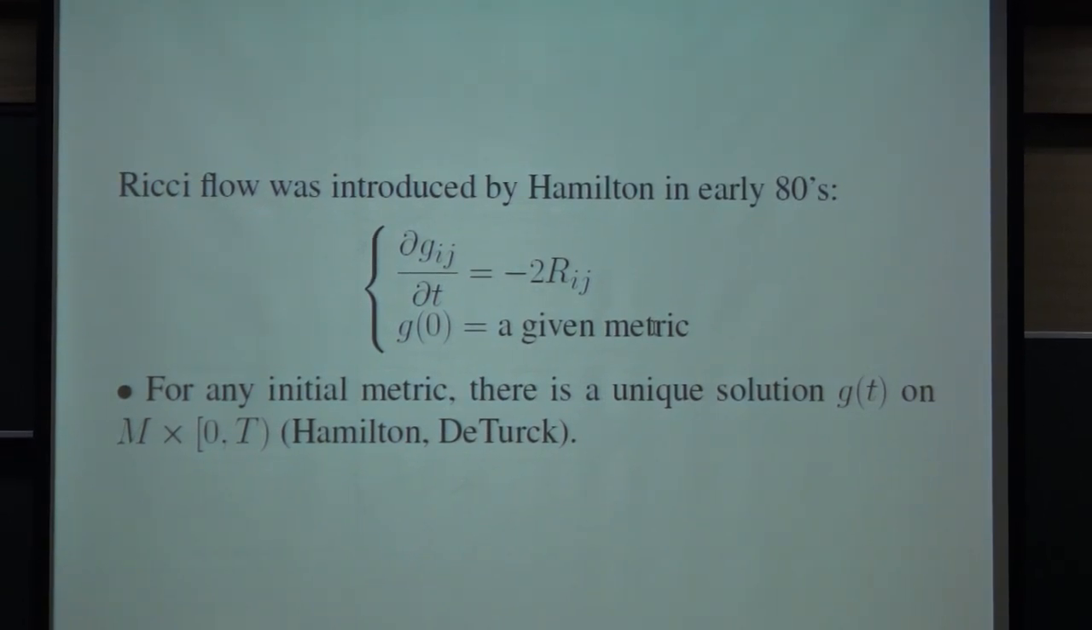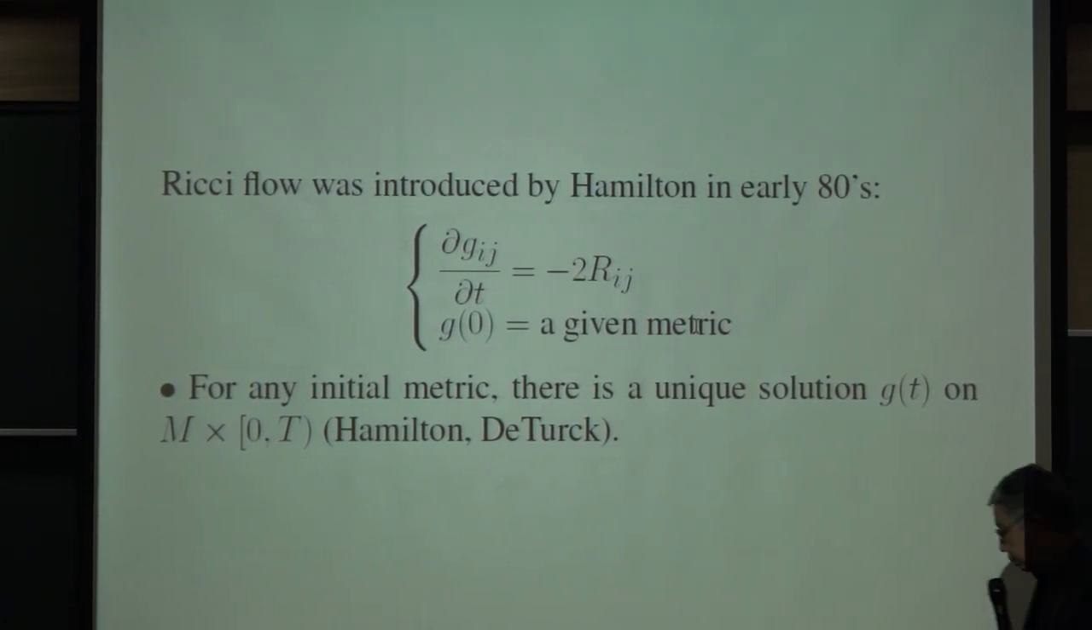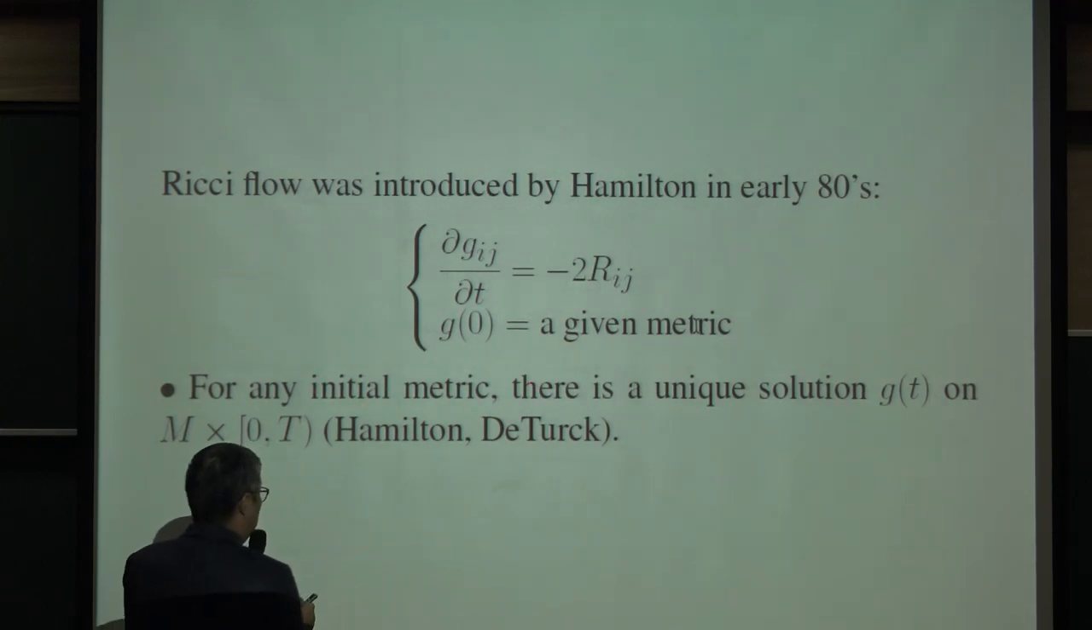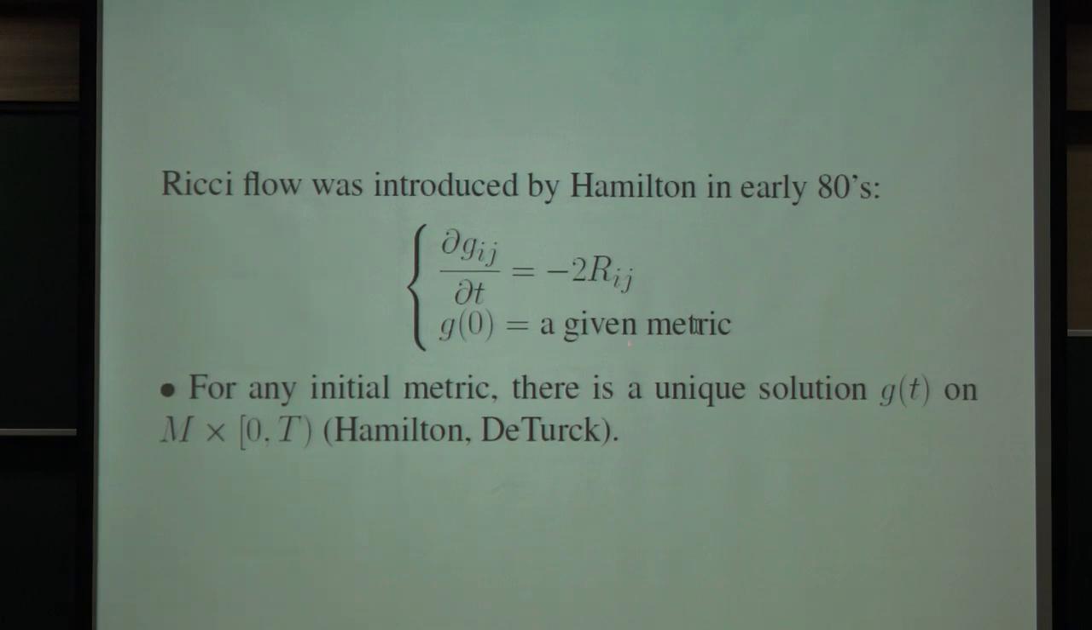in the early 80s. So this is a parabolic equation, but as I said again, because the whole equation is invariant under diffeomorphism groups, it's not strongly parabolic. So at the beginning, when Hamilton introduced this, it took him big efforts to prove even local existence. Later on, slightly later on actually, DeTurck found a very simple proof. So basically, it says that for any initial metric, you can find the unique solution of this equation with the given initial metric.